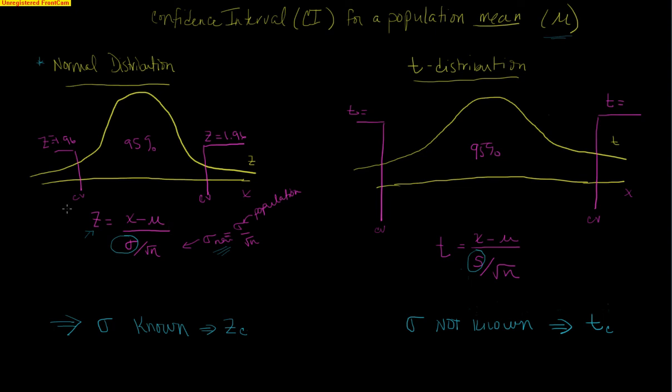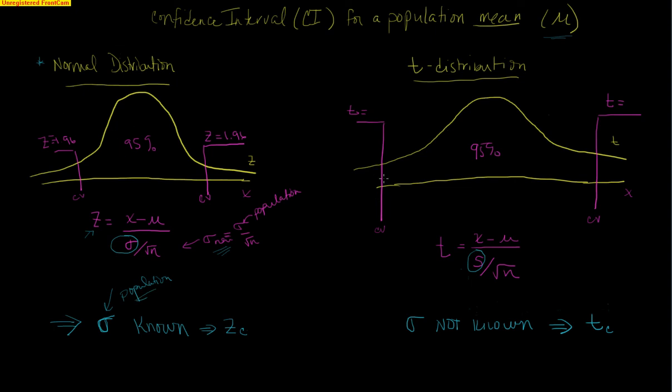So we always use our normal distribution when the standard deviation, and notice that this is a sigma, so this is the standard deviation of our population, when that is known, then we can always use our normal distribution table.